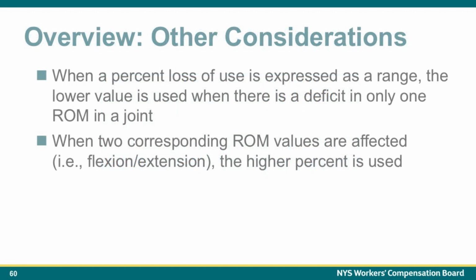You should be aware of a few other items about the table values. Some percent loss of use associated with a ROM deficit are displayed as a range of percent loss of use. When a range is associated with a specific ROM value, the lower percent loss of use should be used when there is a deficit in only one joint ROM, for example, only flexion is affected. When there are deficits in two corresponding ROMs, for example, both flexion and extension within a joint are affected, the higher percent loss of use value is used.